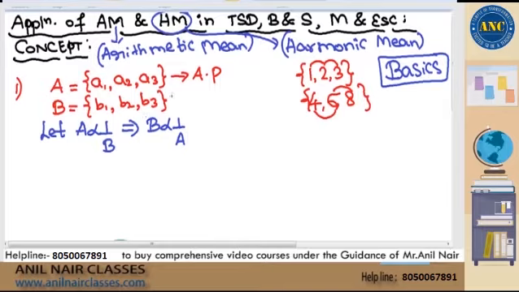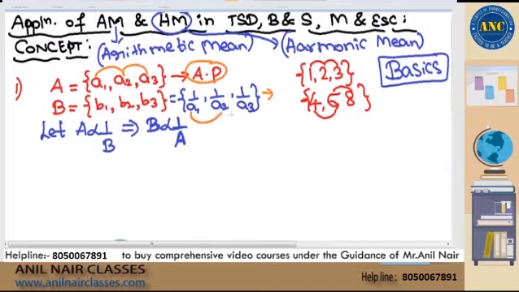That means, can I say that B is nothing but 1 by A? Right? B1 will be equal to 1 by A1. B2 will be 1 by A2. B3 will be 1 by A3. Now, very important point. If A1, A2, A3 are in arithmetic progression, then the reciprocals of A1, A2, A3, 1 by A1, 1 by A2, 1 by A3, they are nothing but in harmonic progression.